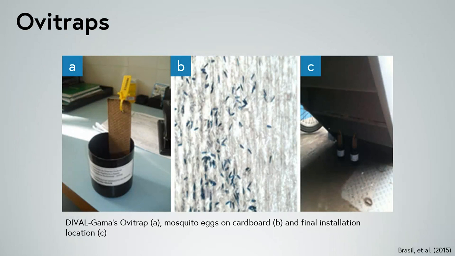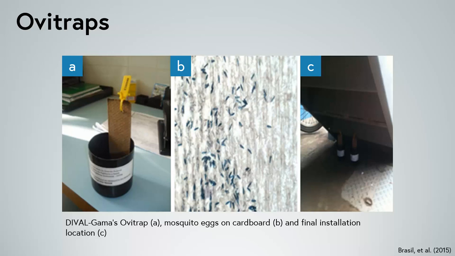Lastly, we will deal with the last stage of the life cycle, which is eggs. Now, ovitraps exploit the tendency of Aedes aegypti and Aedes albopictus females to lay their eggs in artificial containers. Ovitraps are basically artificial oviposition sites, and they come in all sorts of shapes and sizes. Generally, they are small containers, usually dark in colour, that contain water and a rough substrate such as wood, cloth or cardboard for the female mosquitoes to lay their eggs.